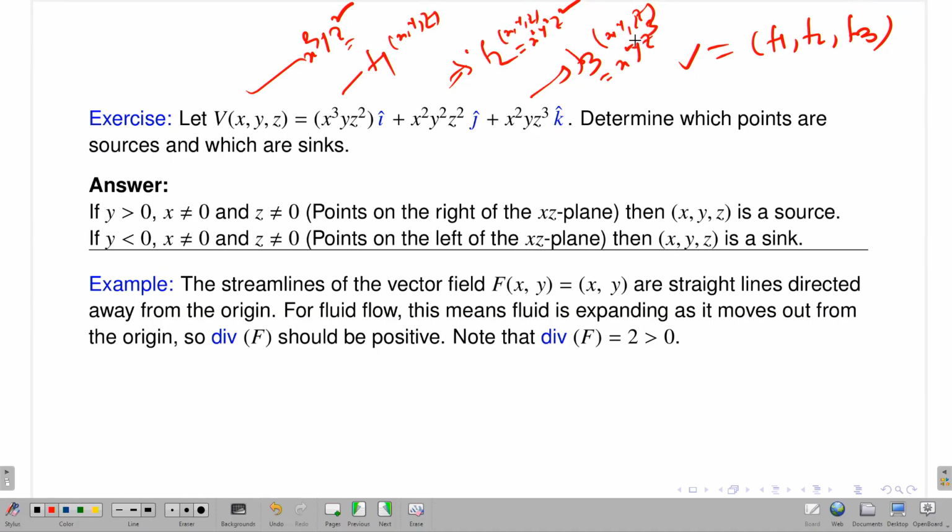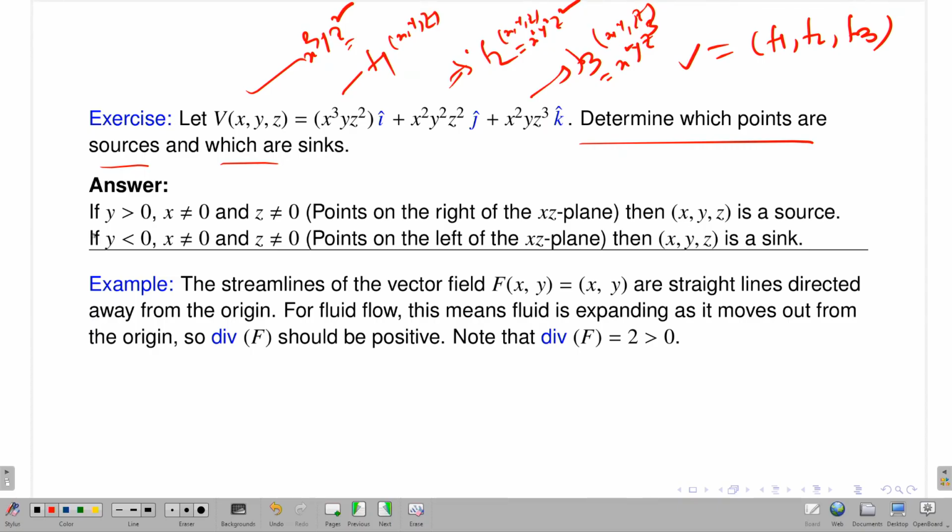So, now you have f1, f2, f3. You just calculate the divergence and check at which points the divergence is positive and at which points the divergence is negative. Depending on that, you can say which points x, y, z are sources and which points x, y, z are sinks. I said, determine which points are sources and which are sinks, so you have to just check it. I have written the answer, though I have not done the full calculation yet, you just calculate it.